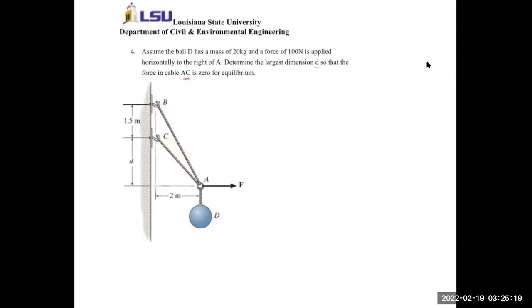First, we have to draw the free body diagram. So we know that the weight is equal to 20 multiplied by 9.81. That's 196.2 newtons. 100 newtons applied to the right.